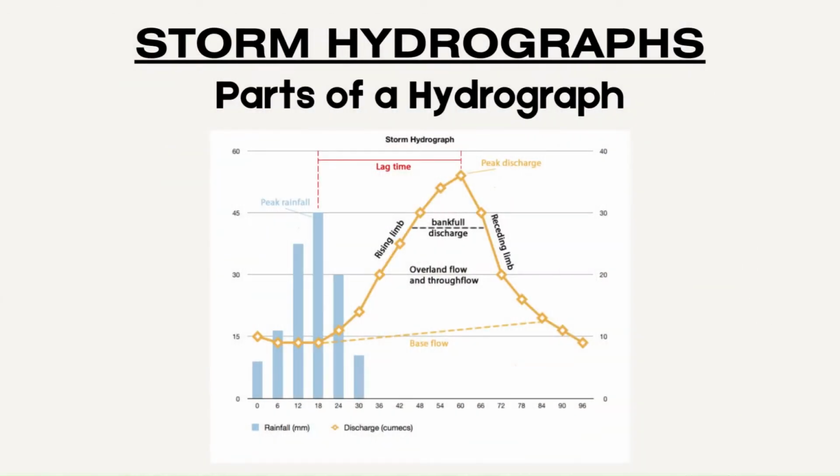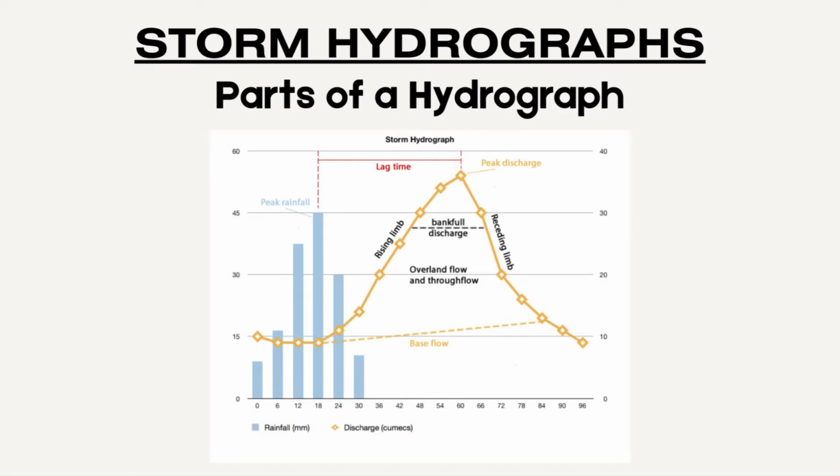Let's take a look at this storm hydrograph, a powerful tool used to understand how a river responds to a rainfall event over time. Along the bottom, we have time in hours. On the left, the blue bars show rainfall in millimeters, and on the right, the orange line with diamonds shows river discharge, or how much water is flowing through the river, measured in cubic meters per second, or cumecs.